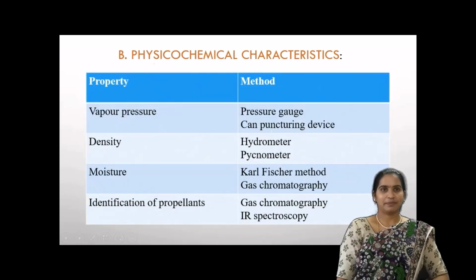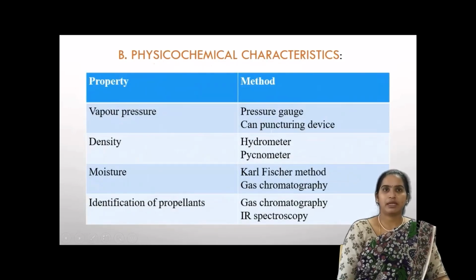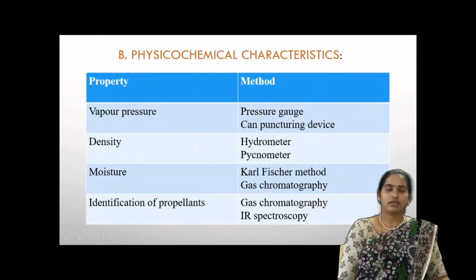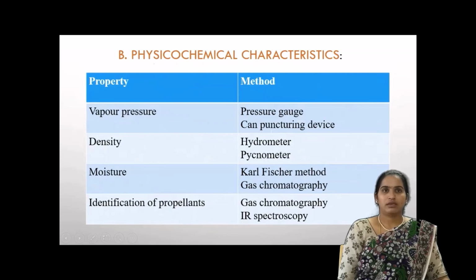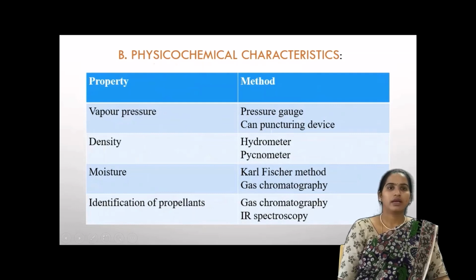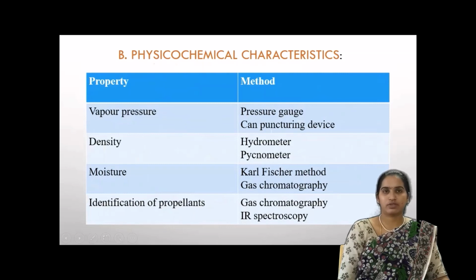Physicochemical characteristics. The various physicochemical characteristics of pharmaceutical aerosols are determined. That is, vapor pressure, which is determined by pressure gauge and can puncturing device. Density can be determined by hydrometer, pycnometer. Moisture can be determined by Karl Fischer method and gas chromatography. Identification of propellants can be determined by gas chromatography and infrared spectroscopy.